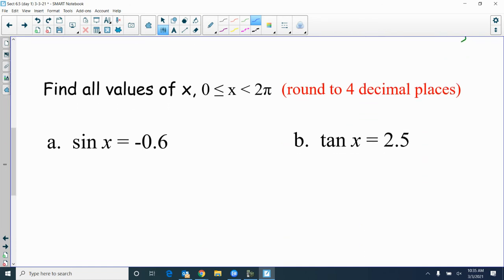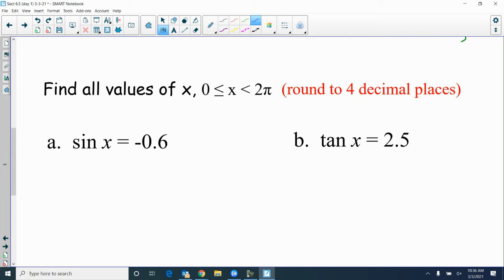Now this is the harder one because you're not as comfortable with this. Find all values of x between 0 and 2 pi. So we need to be in what? We need to be in radians. Your answer has to be in radians. You're told to round to 4 decimal places. The book has you do that for radians.